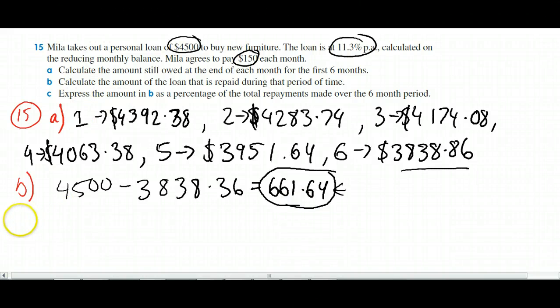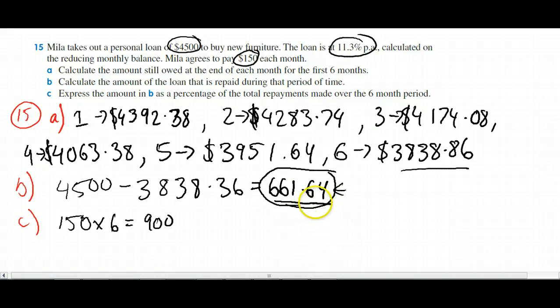Okay, and lastly, Part C, express the amount in B as a percentage of the total repayments made over the 6-month period. Okay, so in the first 6 months, $150 was paid each month for 6 months, and that equals $900.